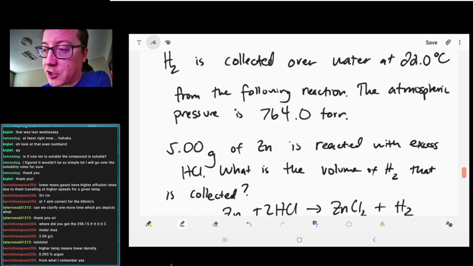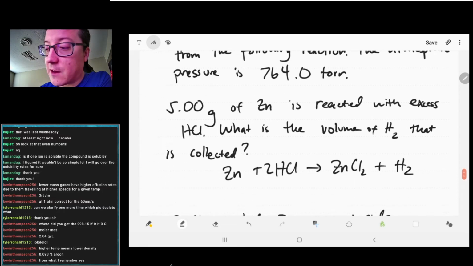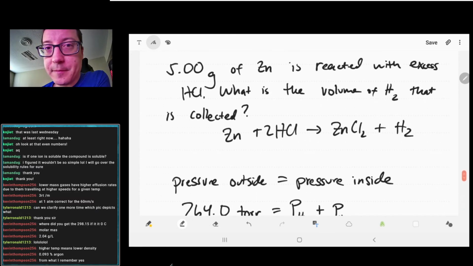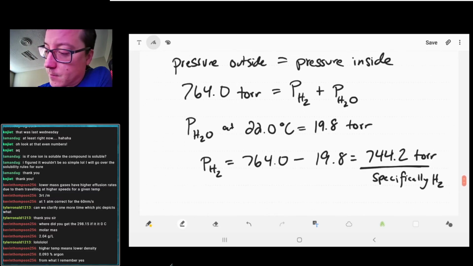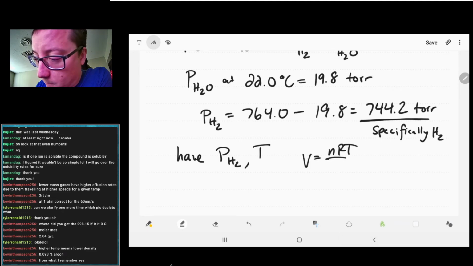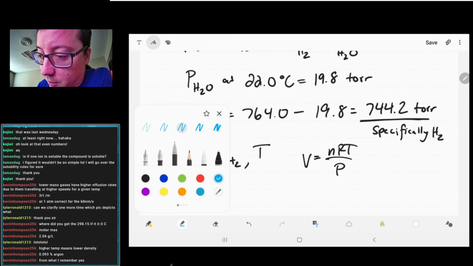Let's see what other information we have here. So we have a temperature. We have now a pressure of our hydrogen. We don't have moles, but we're calculating the volume, so of course we're not going to have volume, right? Let's look at this zinc thing. Is there any way we can get moles of hydrogen from our mass of zinc? Yes, there is, right? Stoichiometry has never left us. So we have pressure of H2 now, and we have temperature. We need moles now before we can calculate our volume.